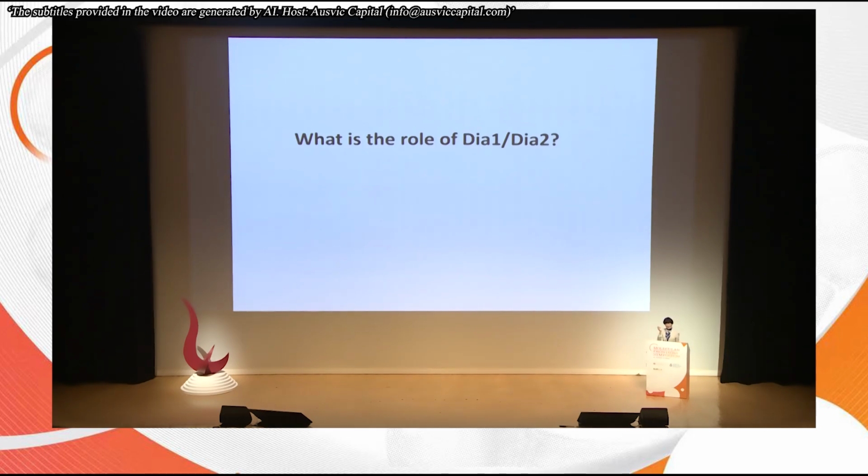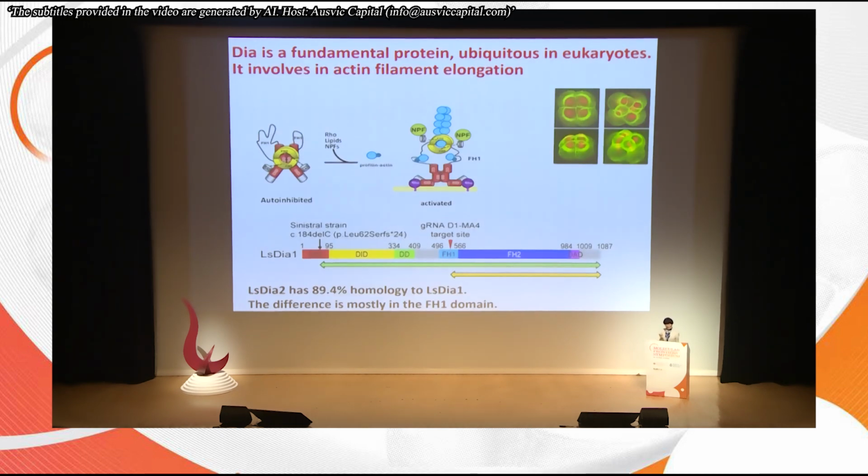Then you wonder, what is the role of this DR1, DR2? What is it doing? Actually, this is a very fundamental gene we all have. It's ubiquitous in all eukaryotes, and it's involved in actin filament elongation. This is sort of an auto-inhibited one. It forms a dimer and is auto-inhibited, and through interaction it becomes this active form, and the profilin-actin monomers get together to make a nice actin filament.